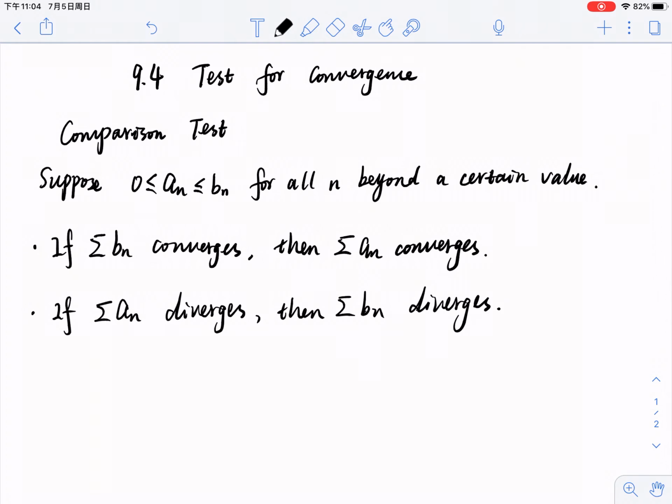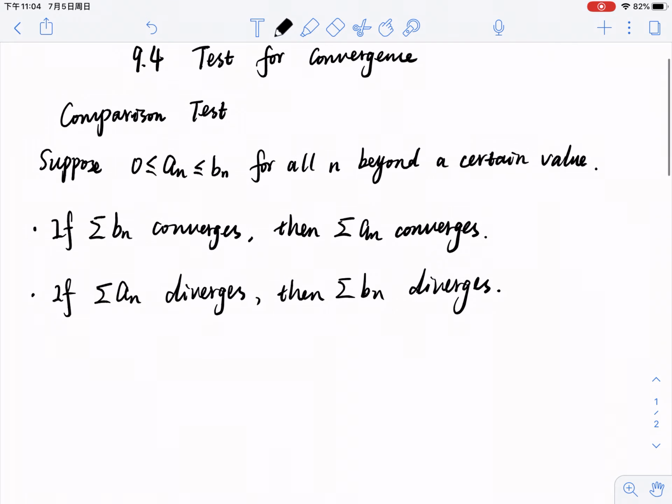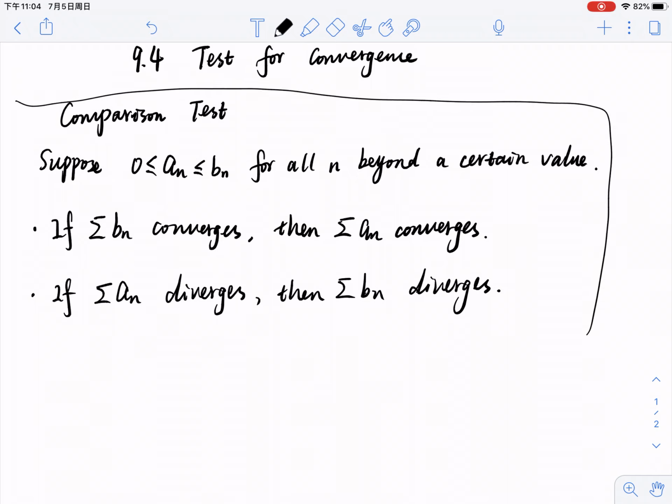In this video, we will study session 9.4, test for convergence. In the last session, we compared a series with an integral to determine whether or not the series converges. Now we compare two series. We have the following comparison test.